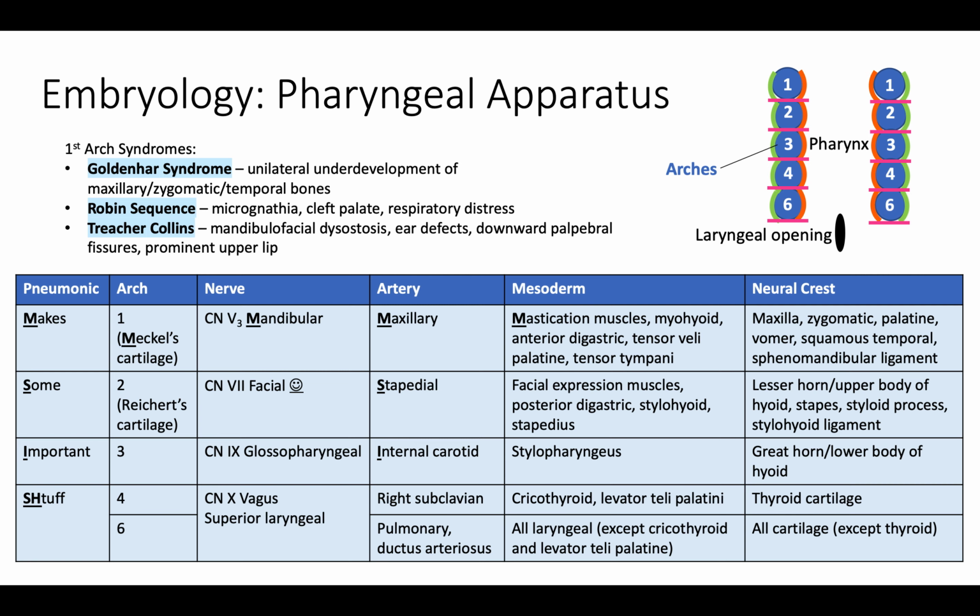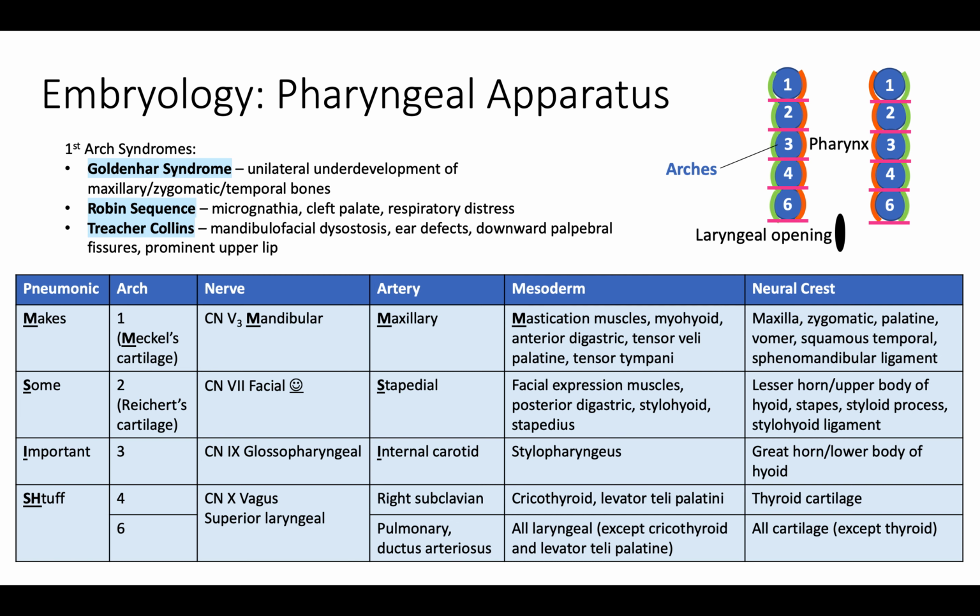And so, as you know, the mandibular nerve and maxillary artery go to those mastication muscles that we've talked about in the infratemporal fossa. So we've got the mylohyoid, anterior digastric, and the tensor veli palatini and tensor tympani as well. And so the neural crest is going to be the maxilla, zygomatic, palatine, vomer, squamous temporal, and sphenomandibular ligament.